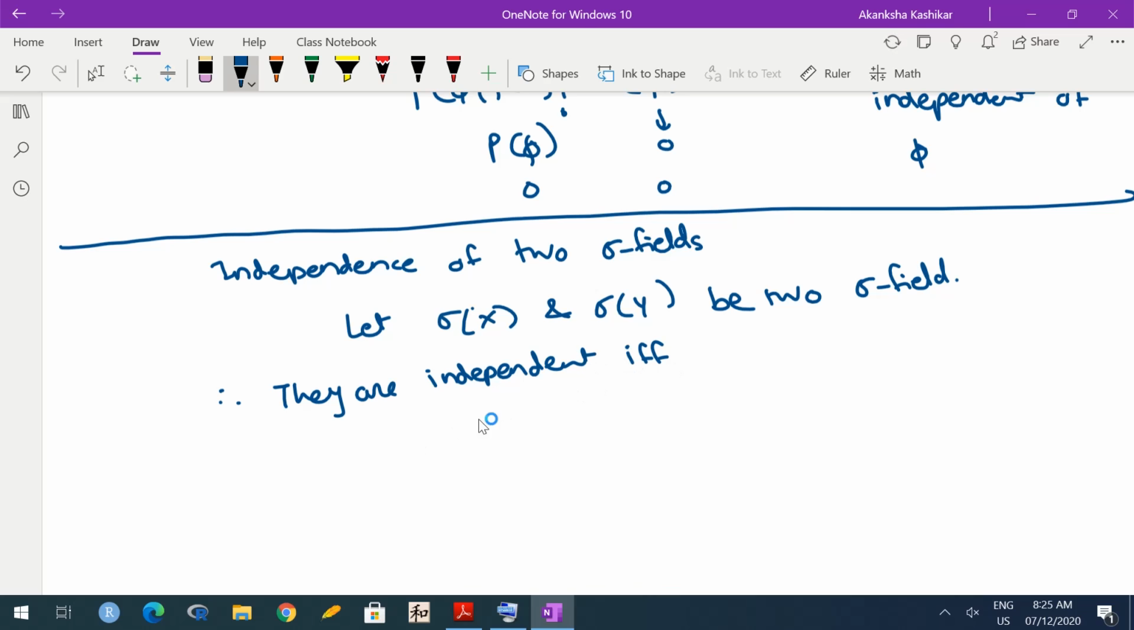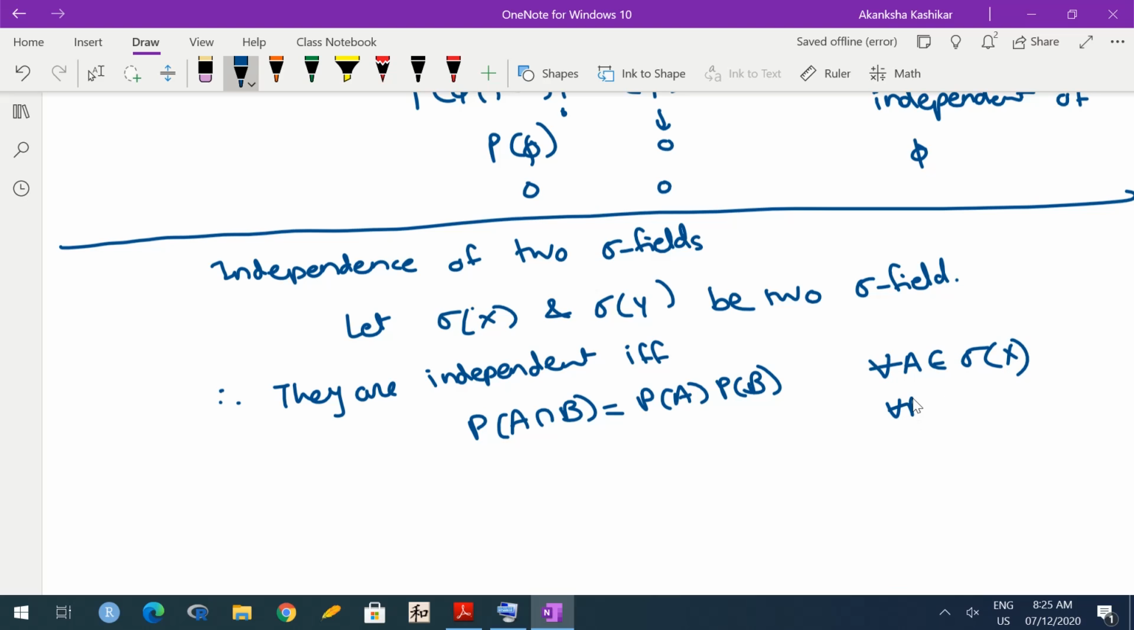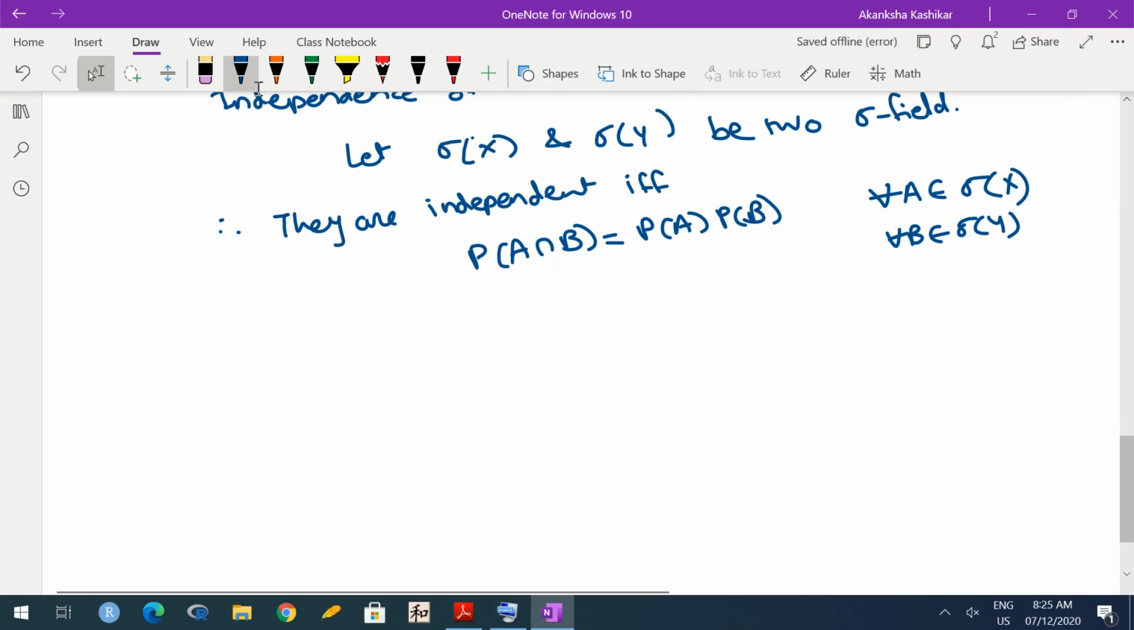if and only if probability of A intersection B is the same as probability of A into probability of B for every A from sigma x and for every B from sigma y. So if you pick one event from each of them and if you take probability of their intersection, then that is the same as the product of the individual probabilities. In fact, this can again be generalized to finitely many sigma fields and of course infinitely many sigma fields.